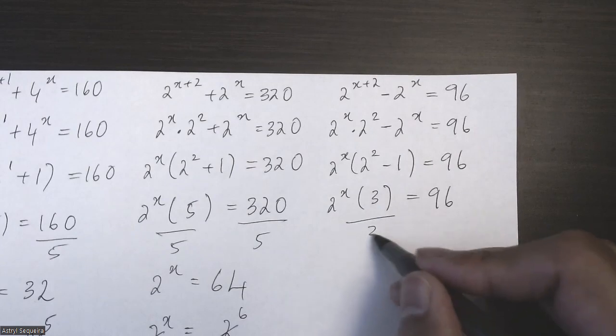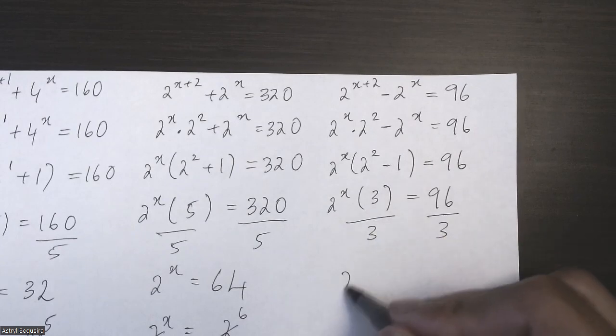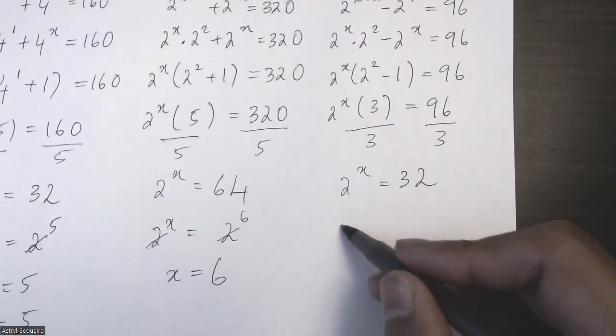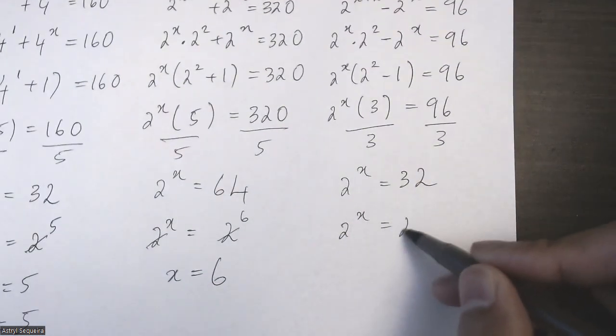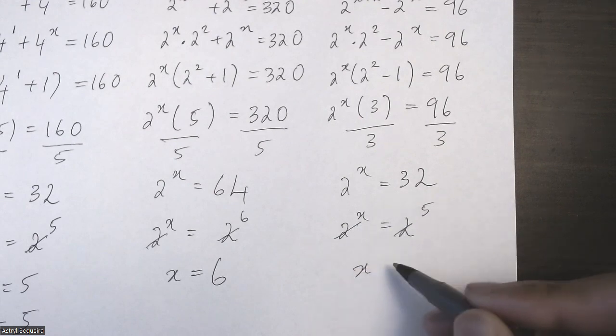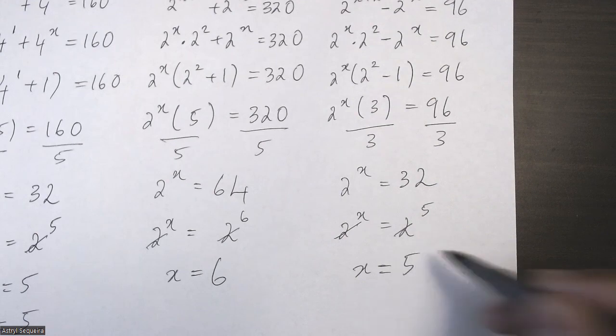I'm going to divide both sides by 3. 96 divided by 3 is just 32. And then I know 32 is just 2 to the power of 5, common bases, and my final answer is just x equals 5.